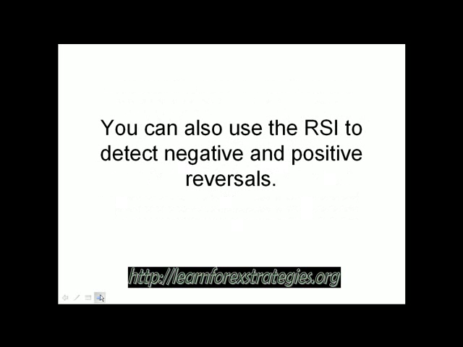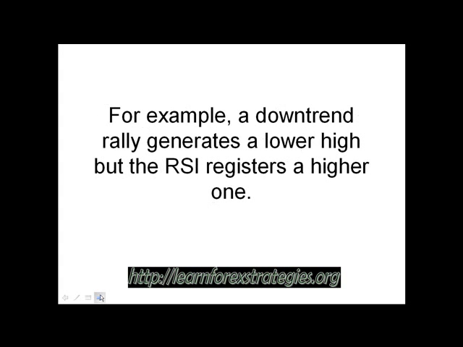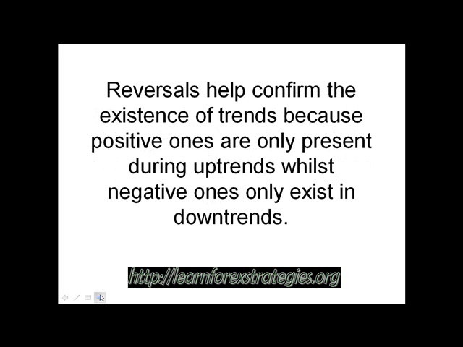You can also use the RSI to detect negative and positive reversals. They are formed during trends after rallies produce divergences between RSI and price. For example, a downtrend rally generates a lower high, but the RSI registers a higher one. Reversals help confirm the existence of trends because positive ones are only present during uptrends, whilst negative ones only exist in downtrends.